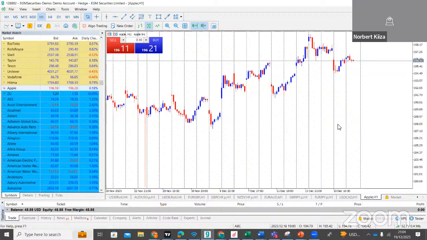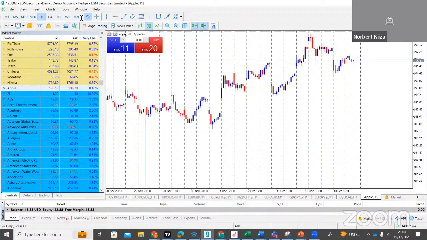Instead of allocating a large portion of your capital, a high leverage tends to reduce the amount of margin, or the amount of capital, that would be required to be set aside to enable you to open a trade.